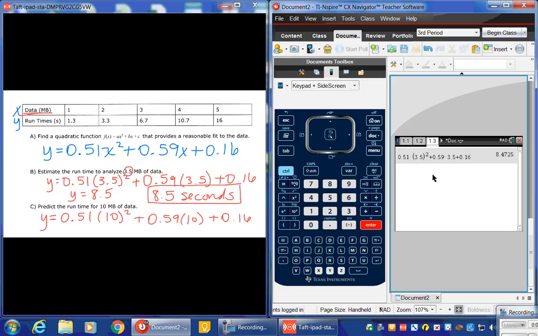So I'm going to evaluate 0.51 times 10 squared plus 0.59 times 10 plus 0.16. I get 57.06 seconds. So my answer is 57.06 seconds. So almost an entire minute to analyze 10 megabytes of data.